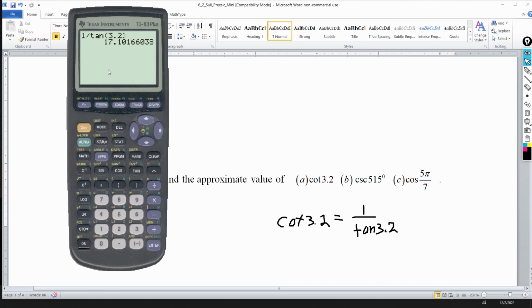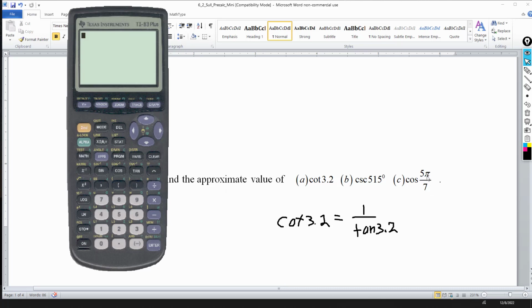So the answer to that one, 17.102, you can write it out to one place depending on what they tell you. 17.1, that's the value of the cotangent of 3.2 radians. Clear this. Let's go to the next one.